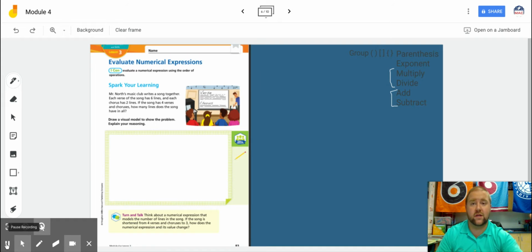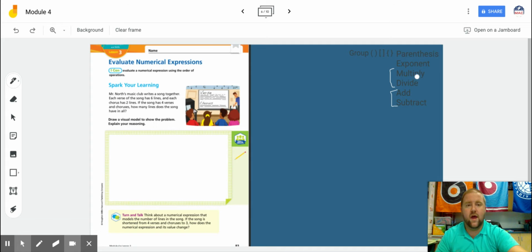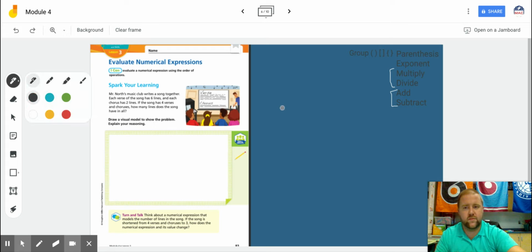So I magically made all those numbers disappear, but I'm going to leave this little note up here and the brackets with the multiply and divide, add and subtract, just as a reminder, because sometimes we can tend to forget when we start working on these problems. So it says, Mr. North's Music Club writes a song together. Each verse of the song has 6 lines, and each chorus has 2 lines.